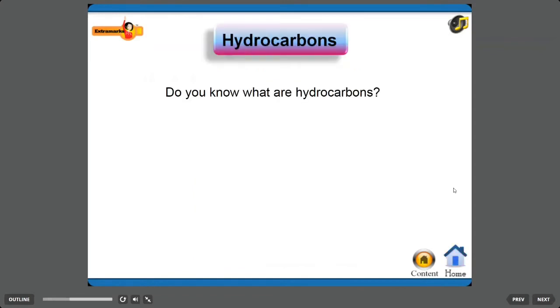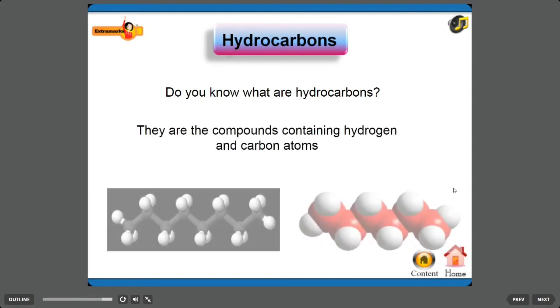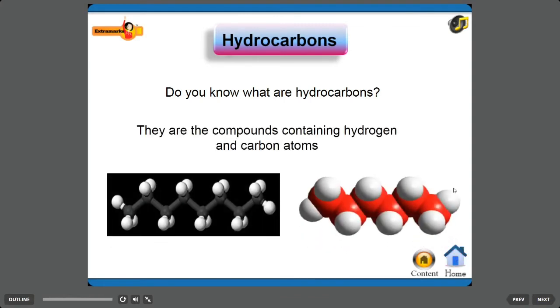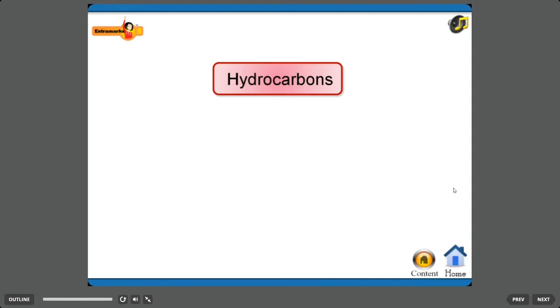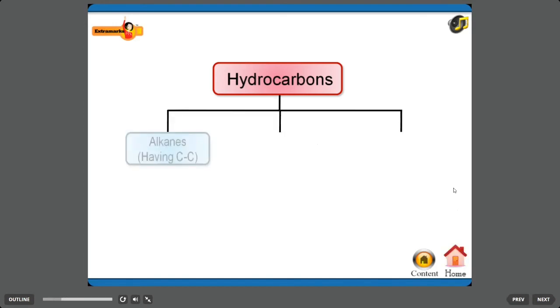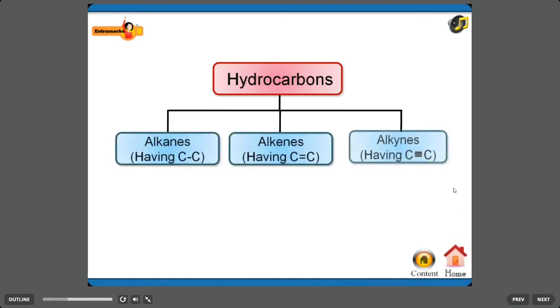Do you know what hydrocarbons are? Hydrocarbons are the compounds containing hydrogen and carbon atoms. The number of hydrocarbons is very large. So, for better understanding, they are classified into three groups, namely alkanes, alkenes, and alkynes. Alkanes are hydrocarbons which have single bonds between carbon atoms. Alkenes are the hydrocarbons which have at least one carbon-carbon double bond. And alkynes are the hydrocarbons which have at least one carbon-carbon triple bond.